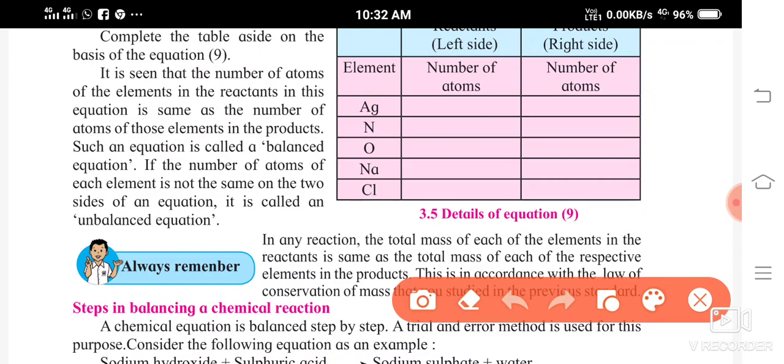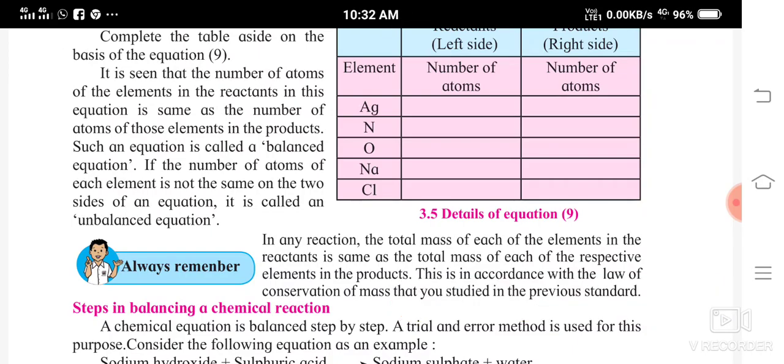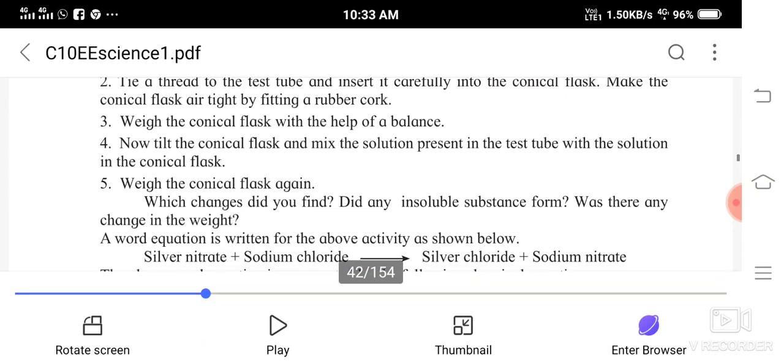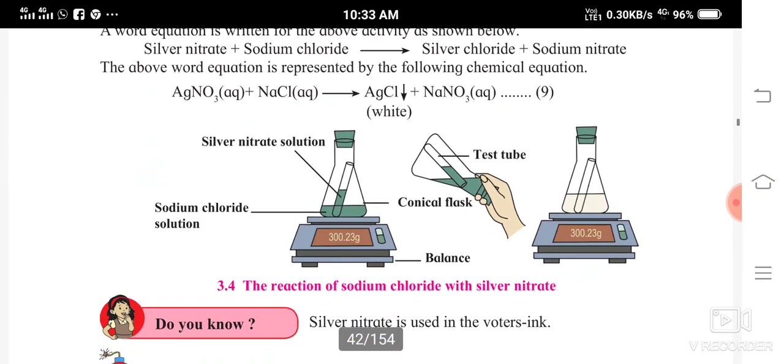It is seen that the number of atoms of the elements in the reactants in this equation is the same as the number of atoms of those elements in the products. Such an equation is called a balanced equation. If the number of atoms of each element is not the same on the two sides of an equation, it is called an unbalanced equation. Now you have to see each and every element. Let me show it to you.